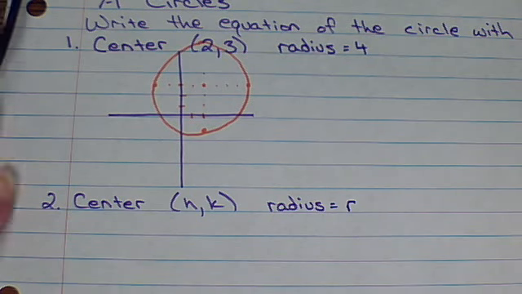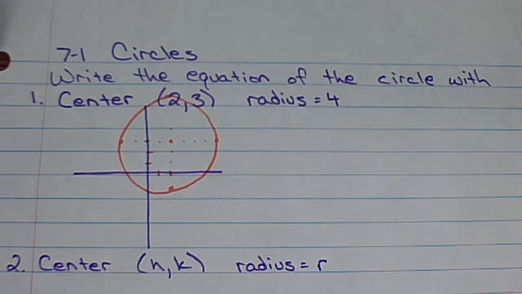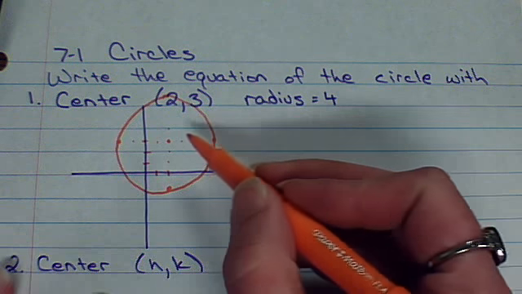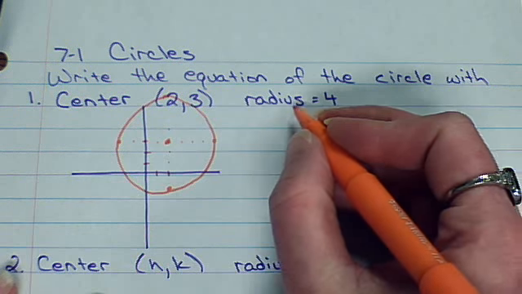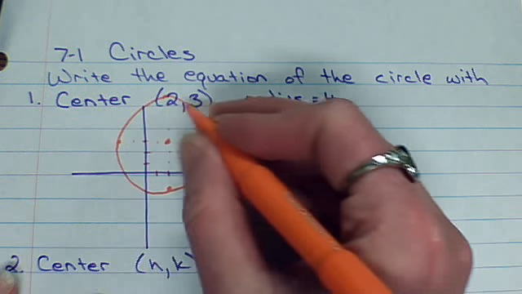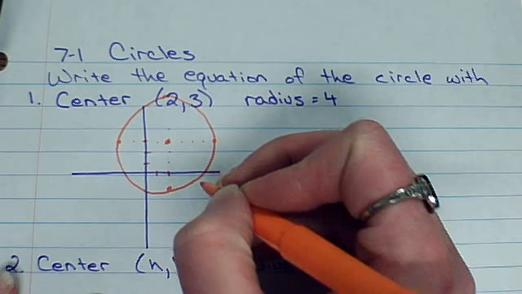All right, talking about circles. Let's look at writing the equation of a circle. We already know what a circle is. A circle is a set of points that are equidistant from the center. So here's the center (2, 3), radius of 4. All of these points are 4 units from the center.